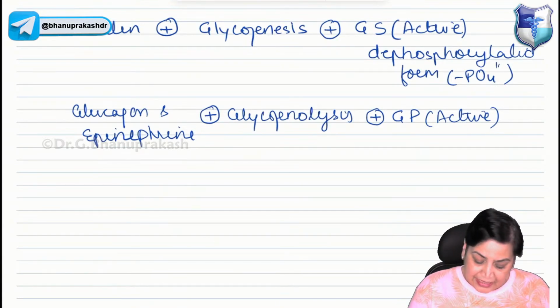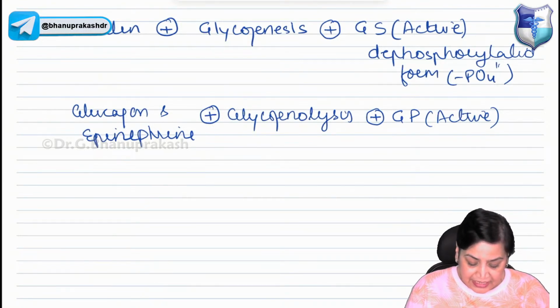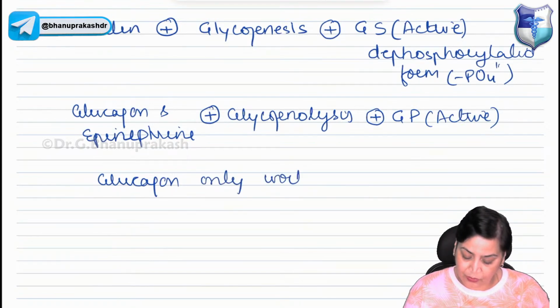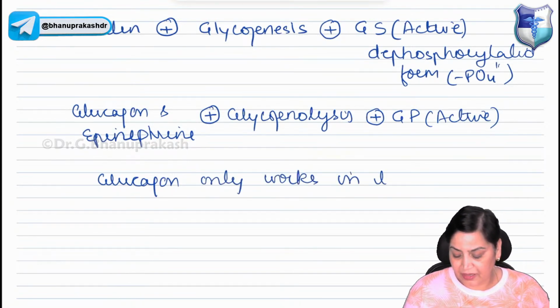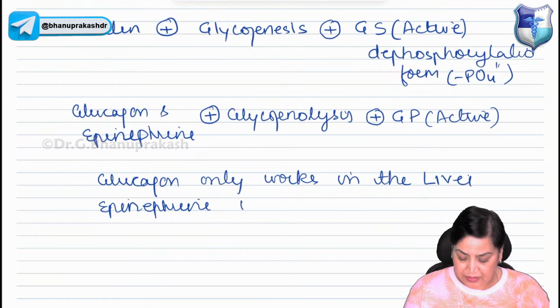Okay. Now, the difference between glucagon and epinephrine is that glucagon only works in the liver. Only works in the liver. And if we talk about epinephrine, epinephrine works in the liver as well as muscle.